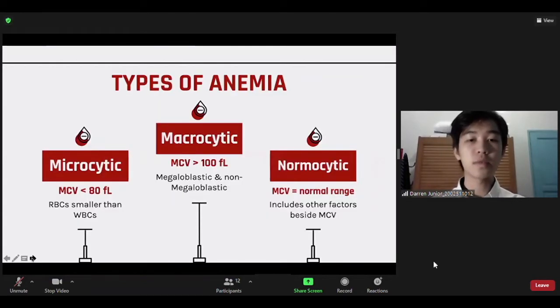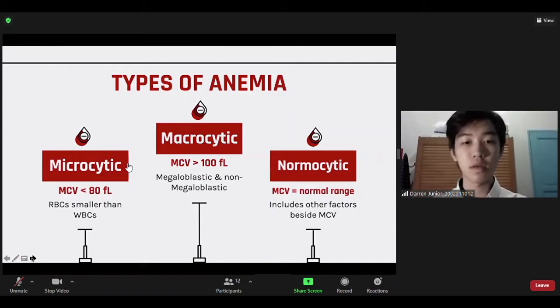If a patient's MCV value measures below 80 femtoliters, then the patient might be suffering from microcytic anemia, where the red blood cells are even smaller than white blood cells. On the other hand, if the MCV value is above 100 femtoliters, then the patient might be suffering from macrocytic anemia, which is divided into megaloblastic and non-megaloblastic anemia.